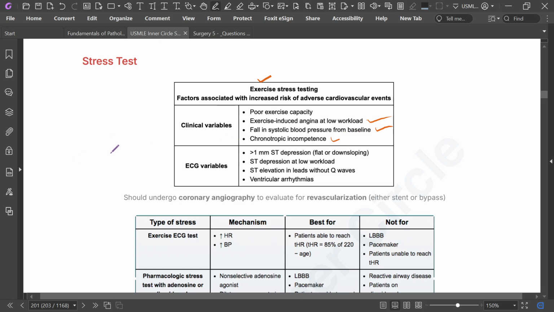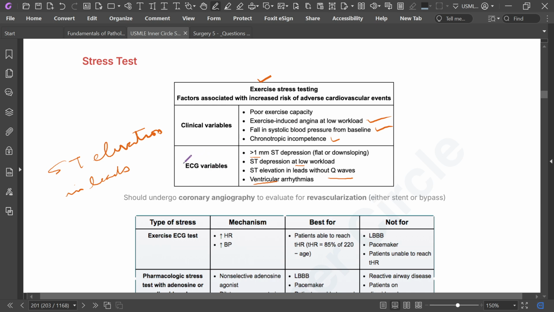ECG variability. What are the ECG variabilities that can happen in exercise stress testing? There may be 1 millimeter ST depression, flat or downsloping. There may be ST depression at low workload. ST depression means there is myocardial ischemia. There is ST elevation in leads without Q waves, because Q waves actually mean a previous infarct, and there may be ventricular arrhythmia.